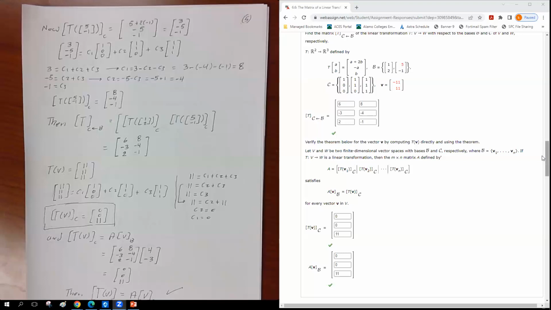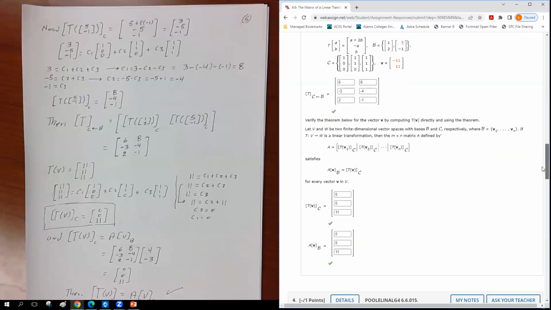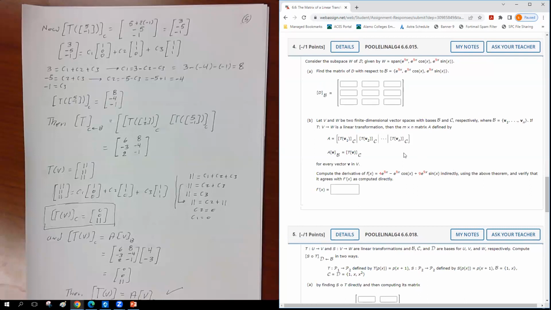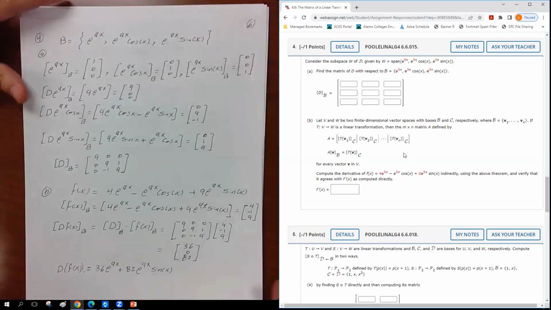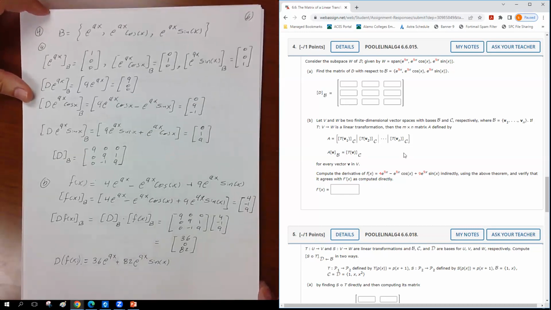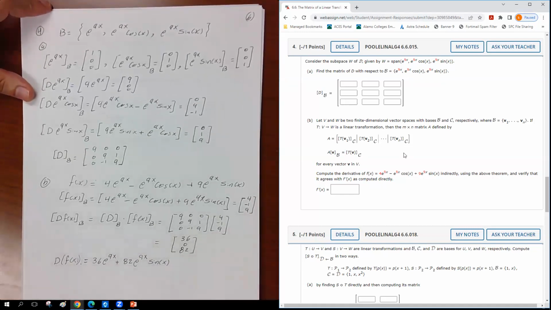We got it right. Let's move to number 4. Number 4 is a little bit different. Let's check our solution for number 4. Number 4, we have the base e to the 9x. I think I get exactly the same thing.